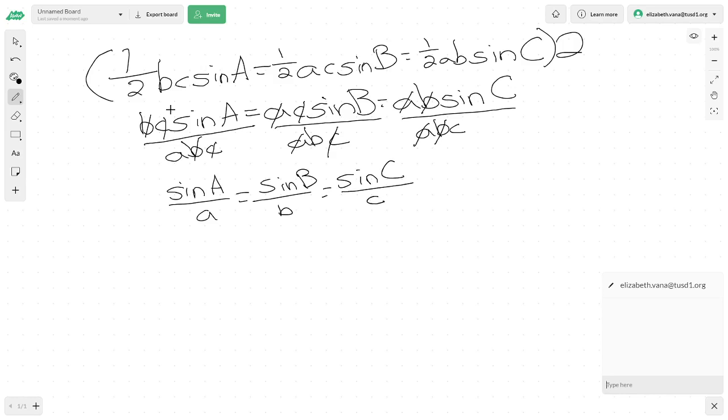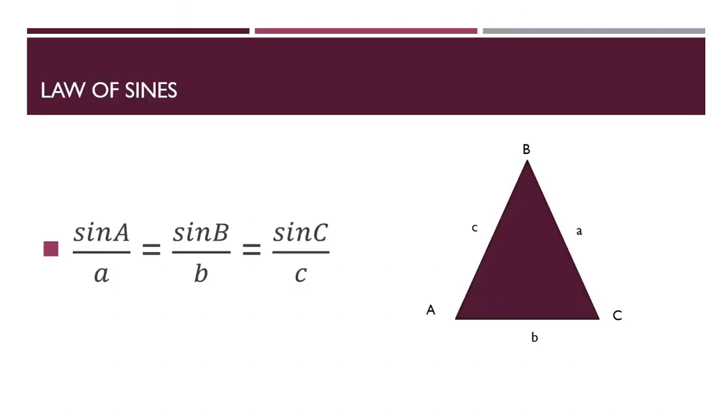Remember that lowercase letters symbolize sides and uppercase letters symbolize angles. So the sine of A over a actually does equal the sine of B over b equals the sine of C over c. And this rule here is actually the law of sines. Let me show that to you. So here's a better looking version of the law of sines with the triangle to kind of show you the points of reference here. So make sure you have this information somewhere. This is very important, the law of sines.